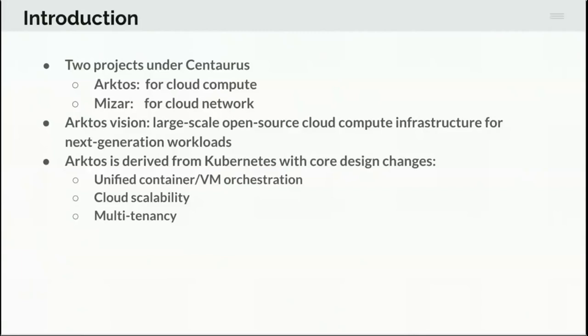Because these workloads are not only about VMs, lots of them will be containers. Project Arctos decided to start with Kubernetes. It's derived from a Kubernetes codebase. Therefore, we can have the mature container support that's already available in Kubernetes. But on top of that, we made a lot of core fundamental design changes. We already implemented three major features here. One is the unified container VM orchestration, and the cloud scalability, and the multi-tenancy. We are also planning some other features like cloud and edge scheduling, cloud edge secure communication, and AI optimizations. But for today's talk, I will give introduction to these three implemented features in the next few slides.